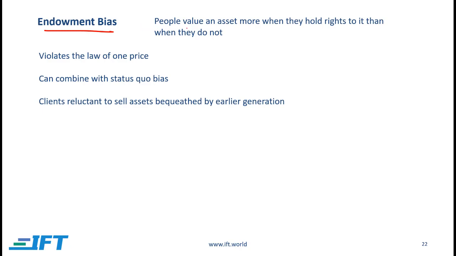Moving on to the endowment bias. With this bias, people value an asset more when they hold rights to it relative to when they do not have rights to an asset. So let's take a simple example. Say I've been living in a given house for many years. So in a sense, I have ownership of this house. I've been living in it. I'm emotionally connected to this house. So that's what it means when we say that we hold rights to this asset.